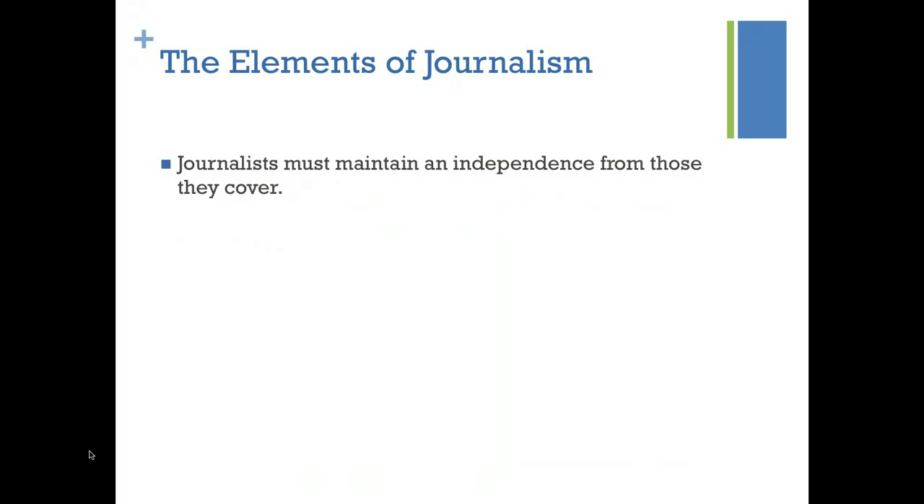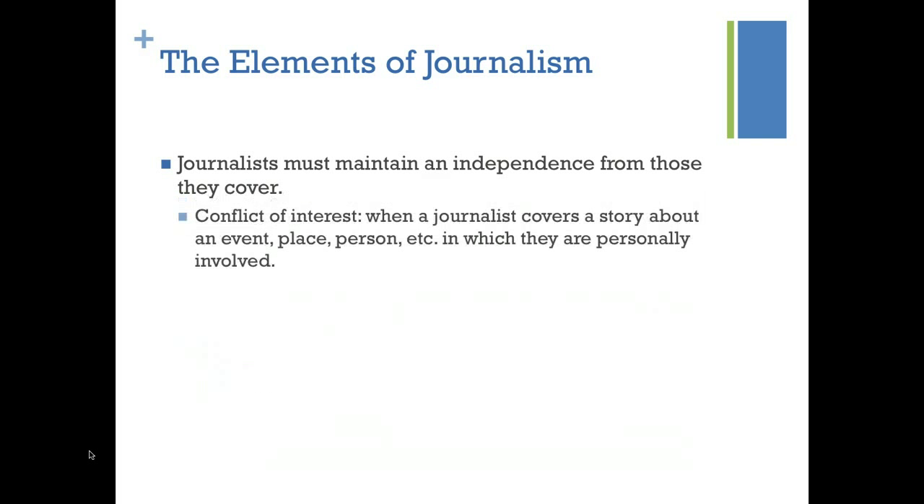Also, we have to maintain an independence from those people that we cover and those things that we cover as well, too. There's a phrase that you've probably heard of before. It's called a conflict of interest. In the journalism world, this is when a journalist covers a story about an event, a place, a person, etc., in which they are personally involved.